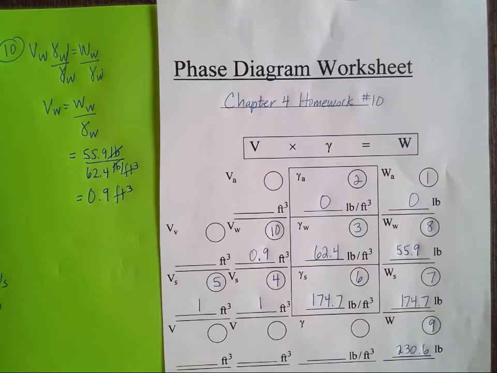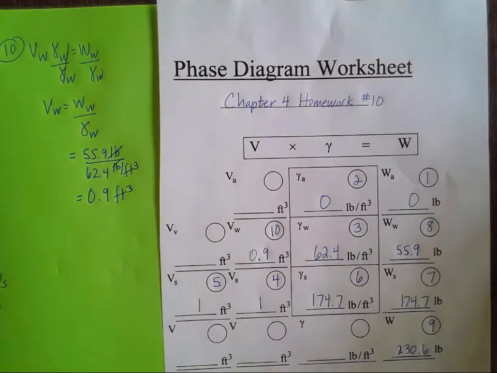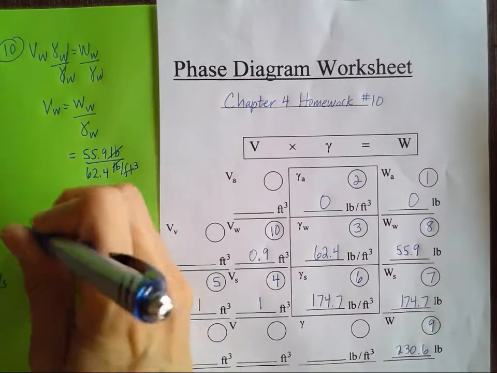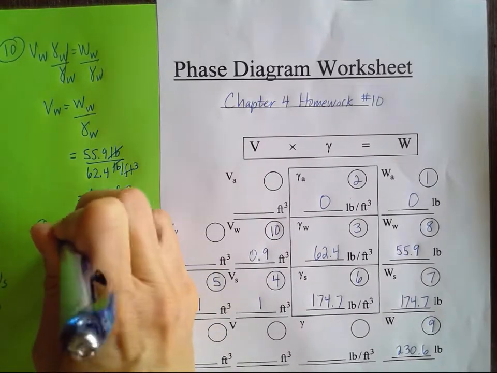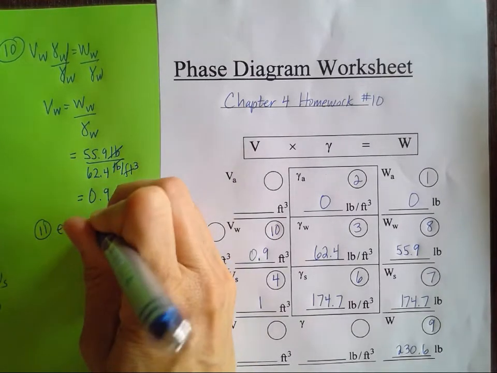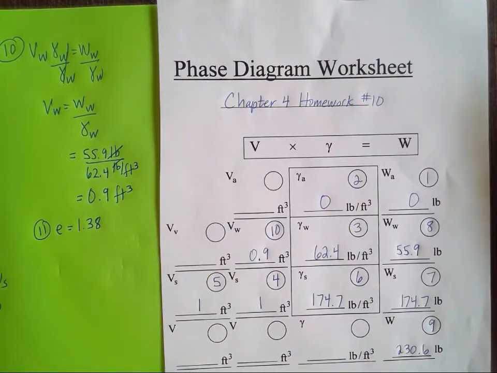Okay, that's probably all I'm going to be able to do without using some more information from my chart. So I'm going to look from my original problem. So one thing that I haven't used yet is the void ratio. So let's use that for number 11. My void ratio is equal to 1.38.